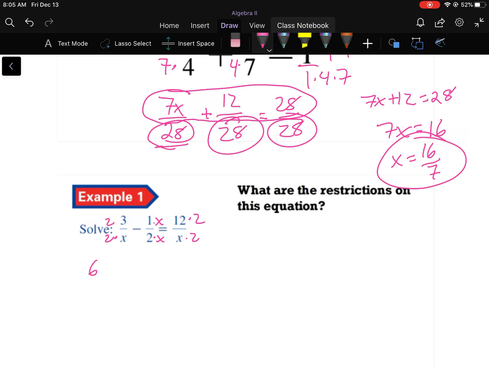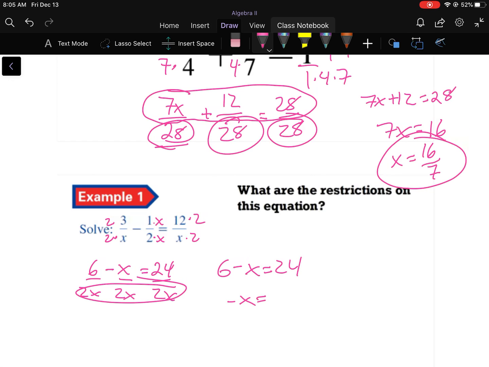So 6 minus x is equal to 24, and it's all over 2x, 2x, and 2x. So if they're all over 2x, that means 6 minus x is equal to 24 is my possibility. So I'll subtract 6, negative x is equal to what? 18, divide by negative 1, so x is equal to negative 18. And there's my answer, maybe.